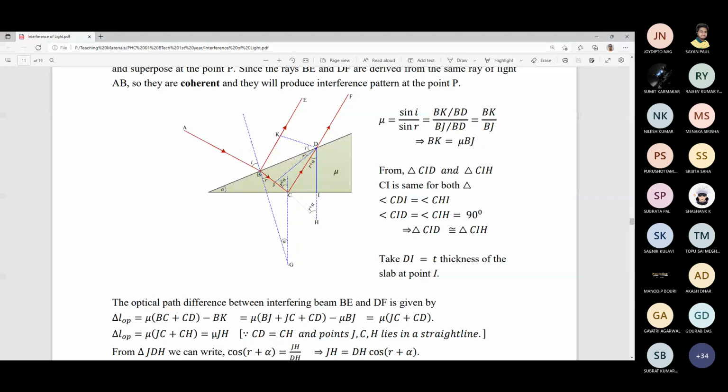And now another thing: you consider these two are perpendicular on this plane. These two perpendiculars intersect, that is CH. If this angle is r plus phi, this ray is extended up to G, and this perpendicular is extended, then it will meet. So this is r plus phi, so it will again be r plus alpha. Point is clear?